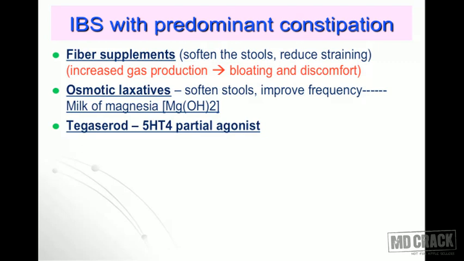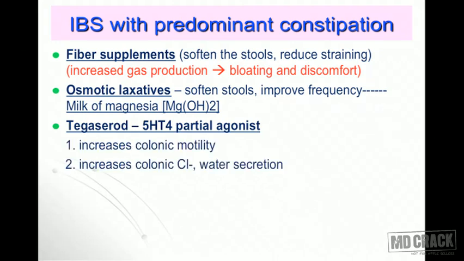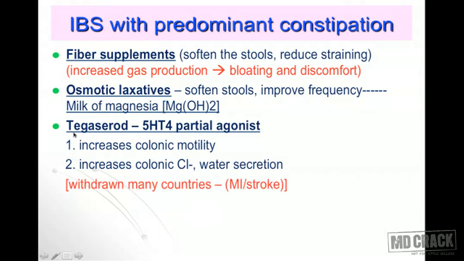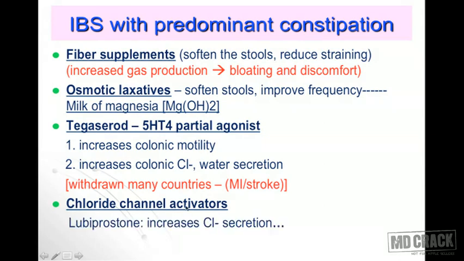The third agent useful in predominant constipation IBS is a 5-HT4 partial agonist, that's tegaserode. Tegaserode increases the motility of the colon and it increases the chloride content in the colonic lumen, leading to increased water secretion. Tegaserode has shown large incidence of myocardial infarction and strokes, and this is why in many countries tegaserode has been withdrawn.